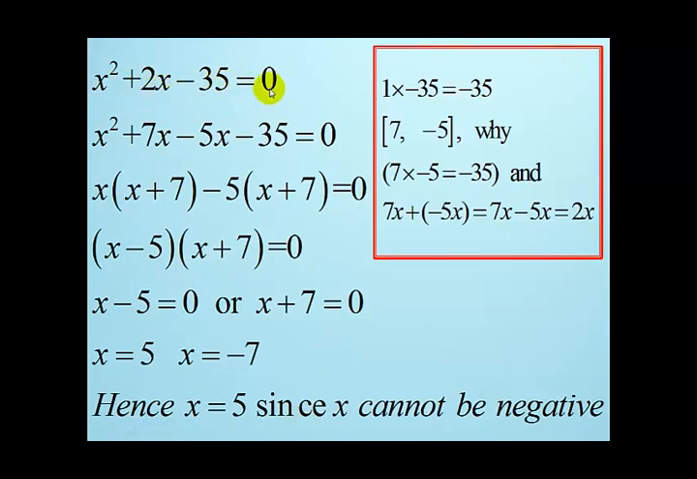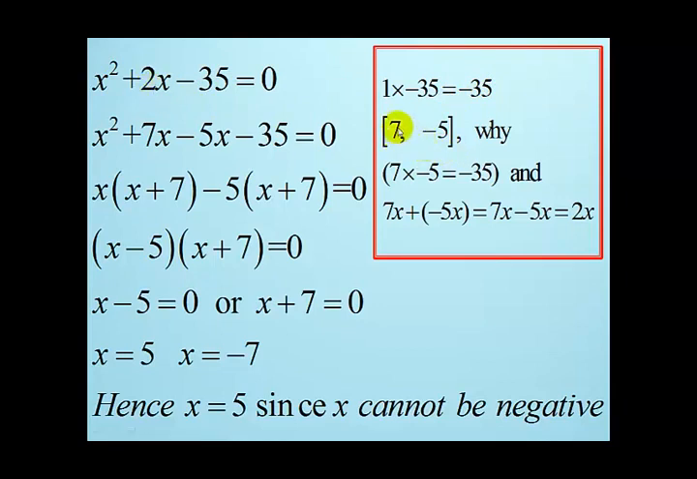So how do we solve this quadratic equation? Coefficient of the square term is 1. Coefficient of x is 2. And the constant is minus 35. Now, to solve a quadratic equation, you multiply the coefficient of the square term by the constant. Because the coefficient of x squared is 1, 1 times minus 35 will give us minus 35. Now we search for two numbers. When we multiply, we get minus 35, but when we add, we get the coefficient of x, that is 2.